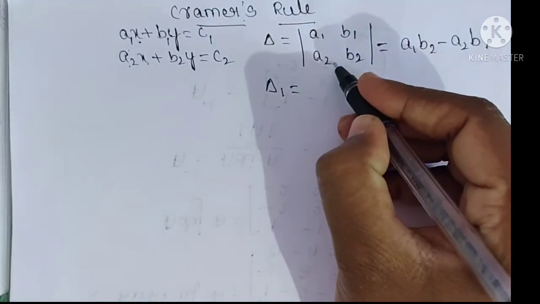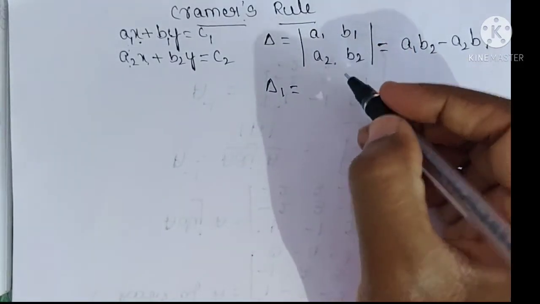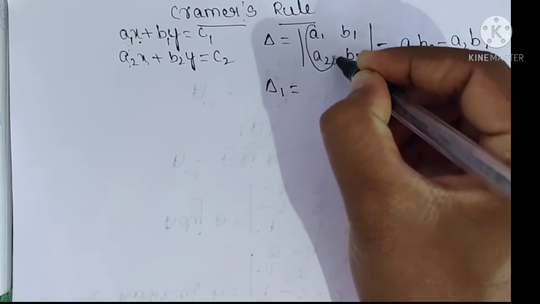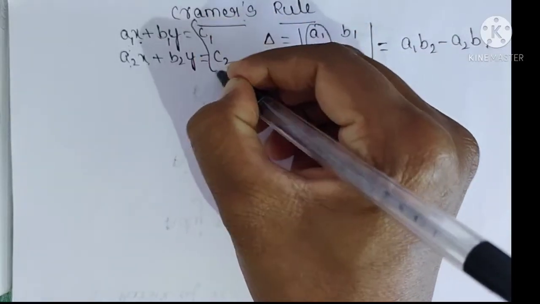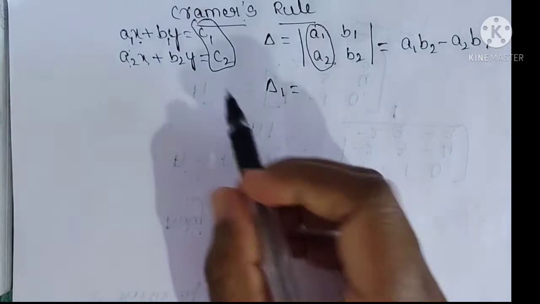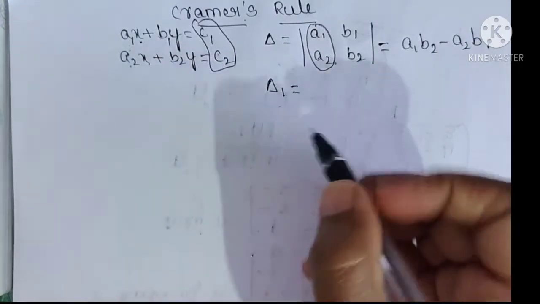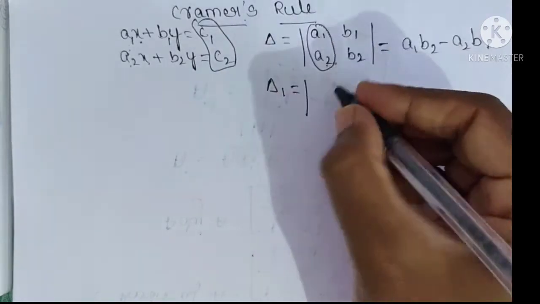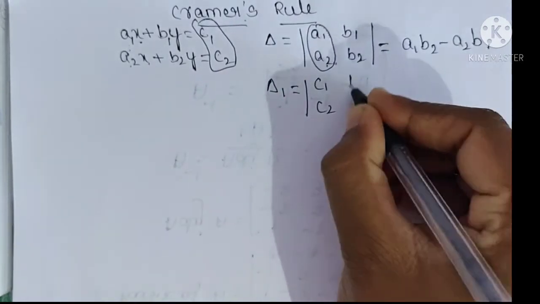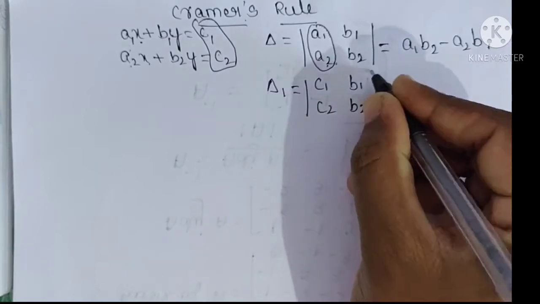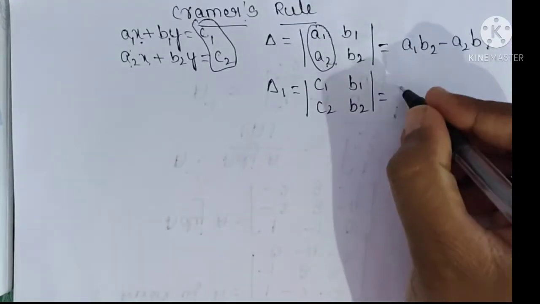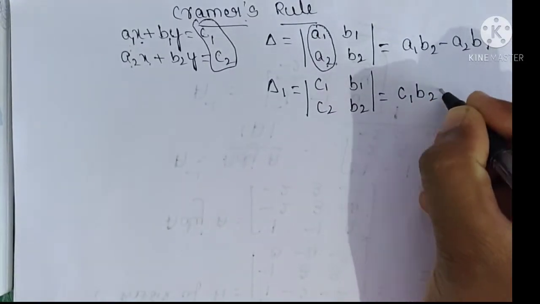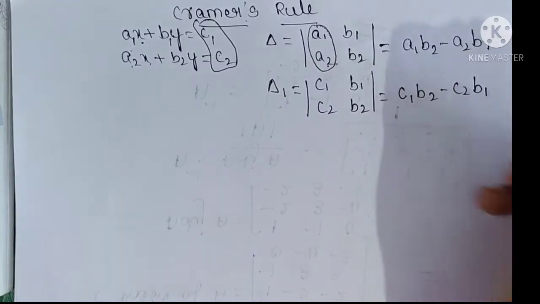Again, consider delta 1. In delta there are two columns. You replace the first column by the constant values after the equals sign. Here the constants are c1 and c2. You replace a1 and a2 by c1 and c2, and b1 and b2 stay as they are. The simplification of this determinant is c1 b2 minus c2 b1.